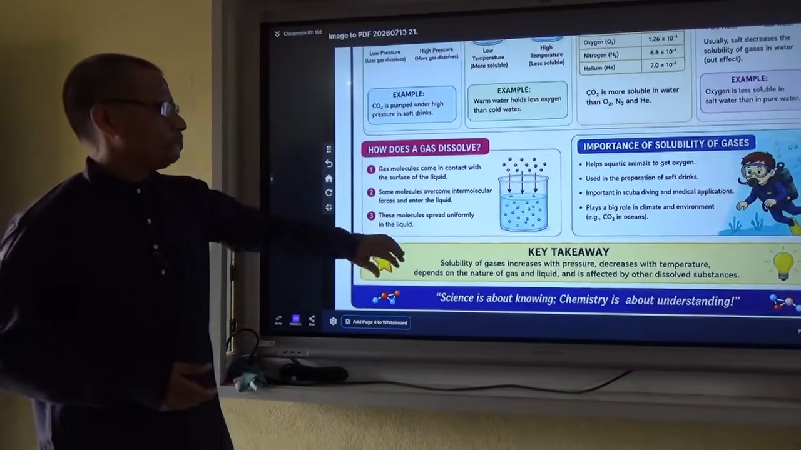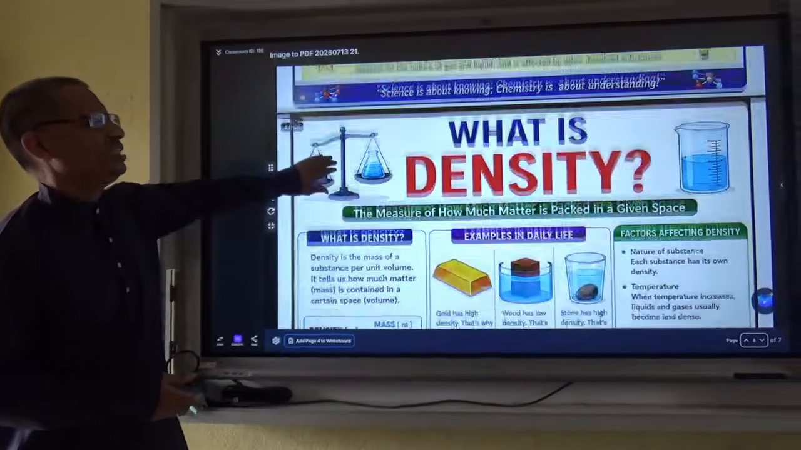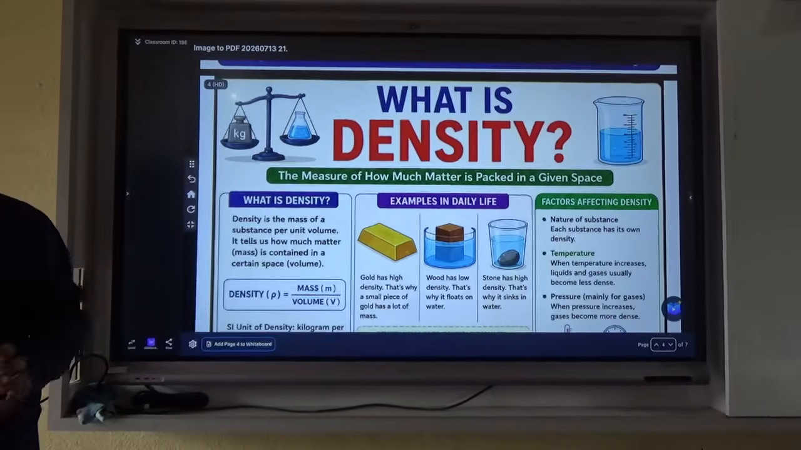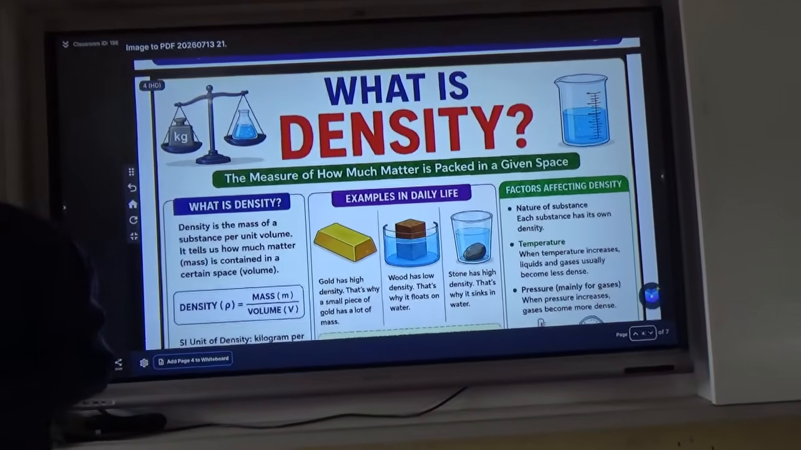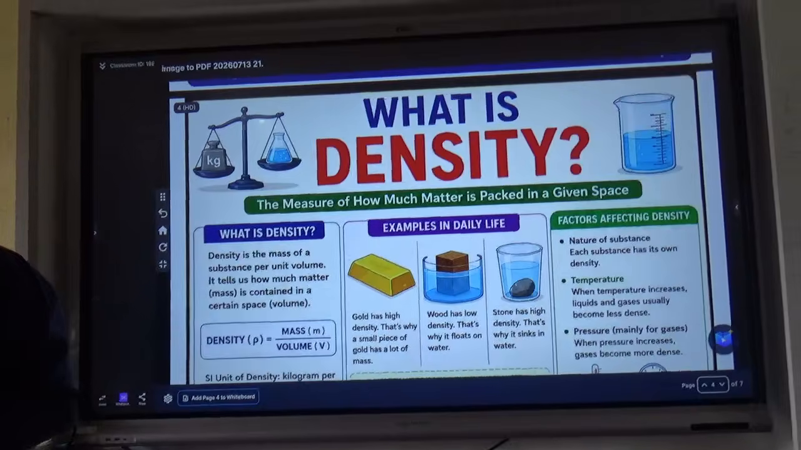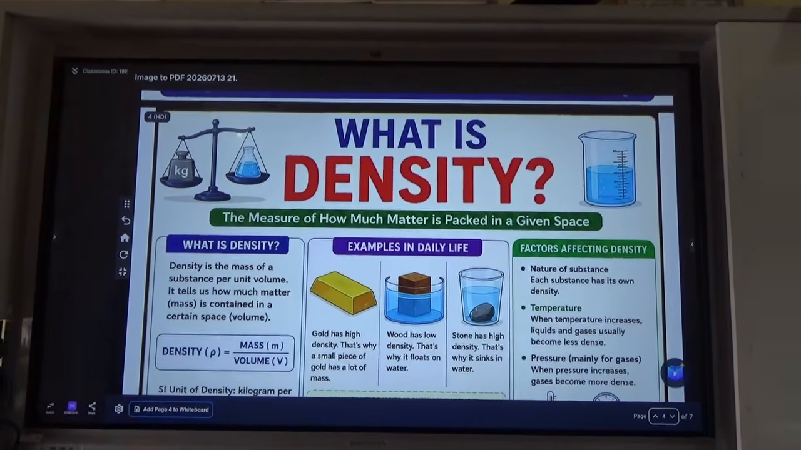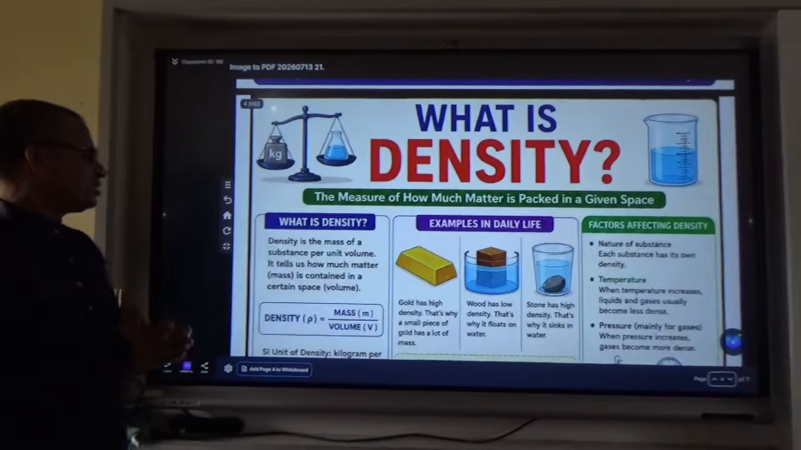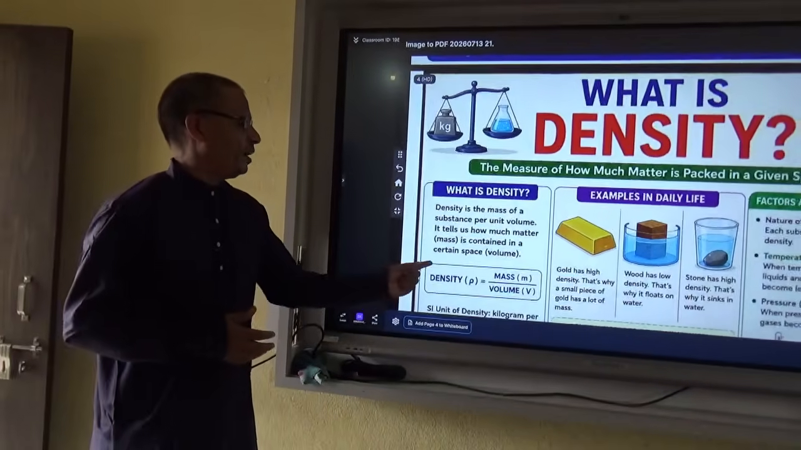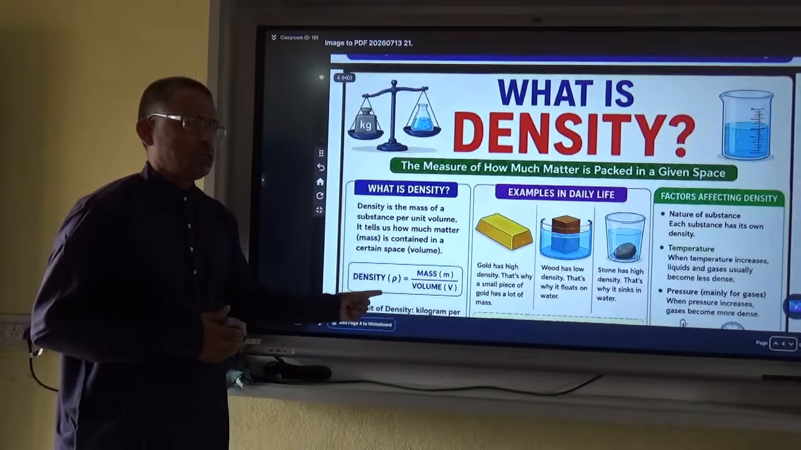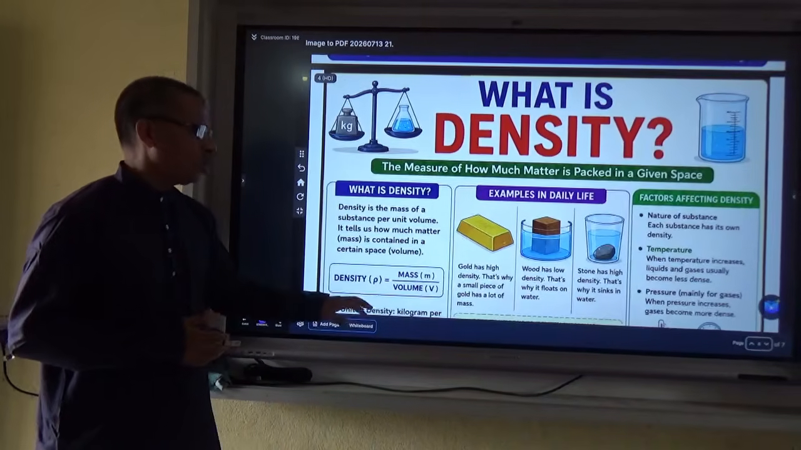Okay, so the next one is density. Density is the ratio of mass per unit volume, and it is denoted by the symbol rho.